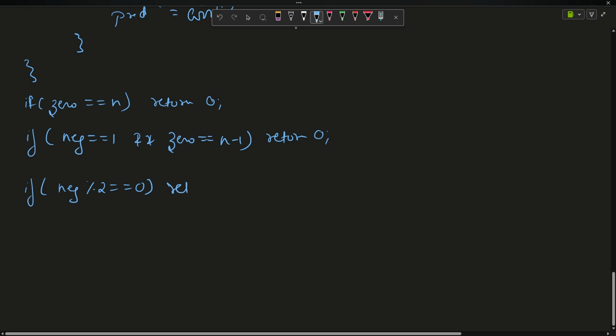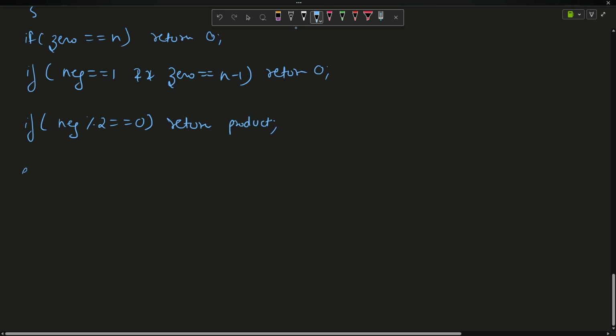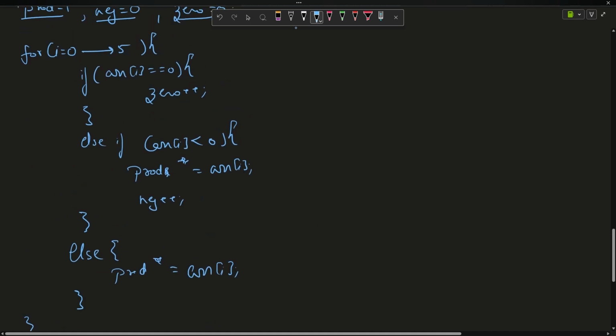I can simply return the product. Why? Because if there is an even number of negatives, then the minus signs cancel out and my product is actually maximized. But what if, in the else if, negative % 2 equals 1? What if this case arises? What do I have to do in that case?